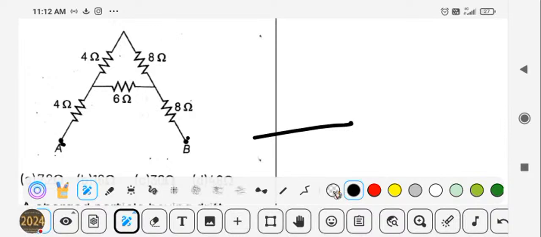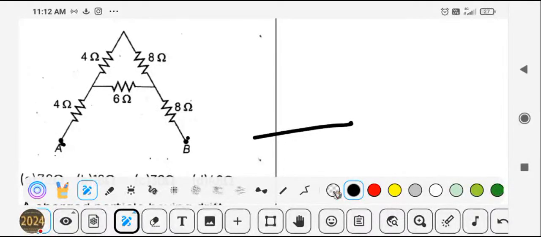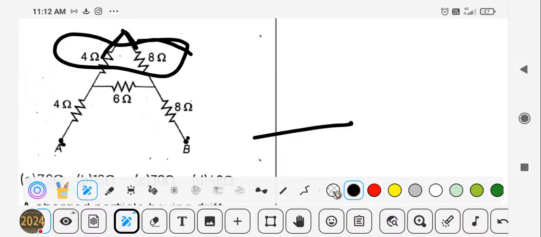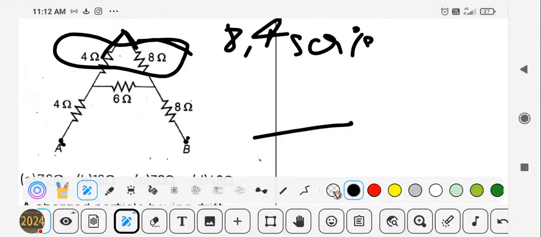Just see, 4 and 8 are given here. Above, at this point, they have given 8 and 4 here, right? And there is nothing here, it is nothing but a straight line. They are in series. So 8 and 4 are in series now. In series they directly add. So 8 plus 4 is 12 ohm.